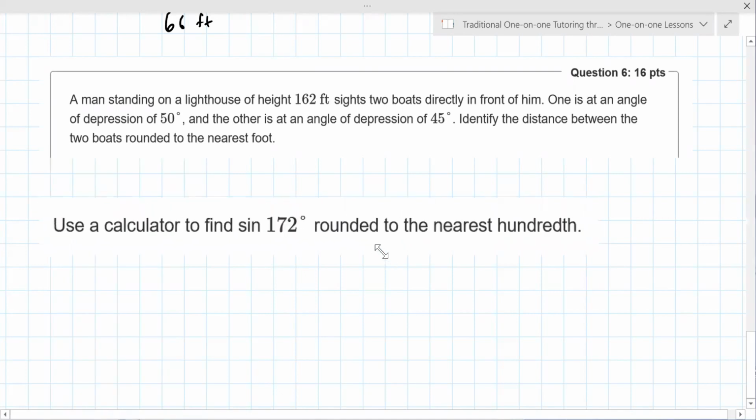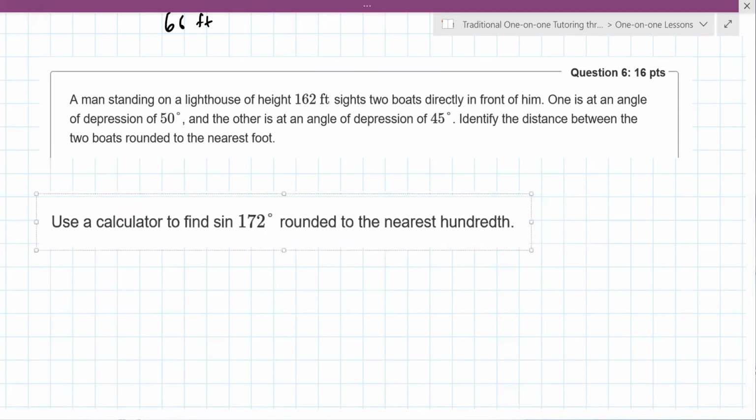So first question is actually just go to your calculator and find the sine of 172 degrees, which I think you already know how to do. So I'll let you run through that. 0.139. Okay, so to 2 decimal places, what would it round to? 0.14. Good correction there.